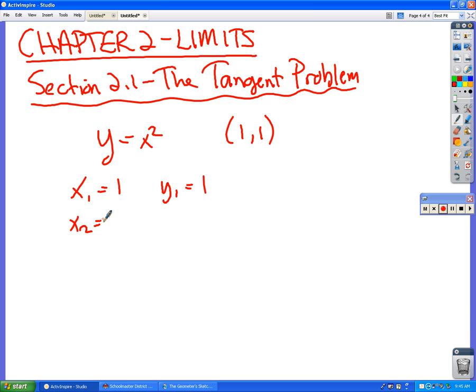All right, so somebody pick an x value for me relatively close to 1. Let's not get too crazy, let's not get too close. Just kind of close to 1. 5. So let's take another x value as being 5. If my x is 5, what's my new y? 25, because 5 squared is 25.